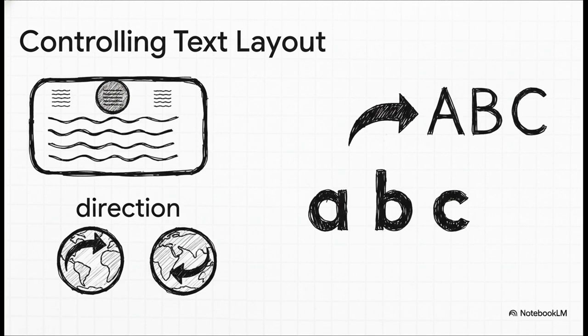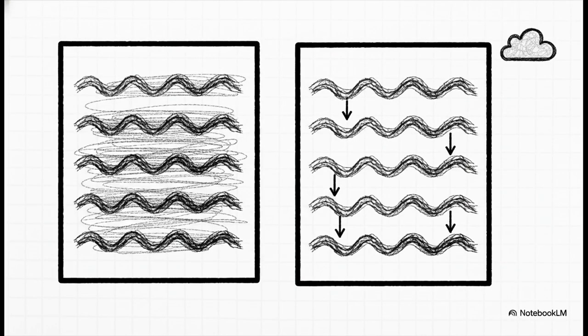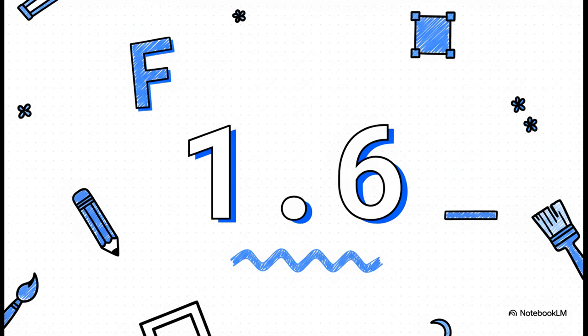Now, this next one. This is a game changer for readability. It's called line height, and it controls the space between lines of text. Just a little extra space gives the text room to breathe and makes those long paragraphs so much easier on the eyes.